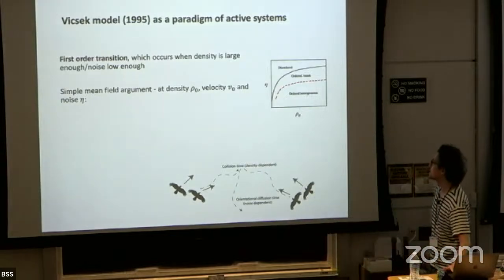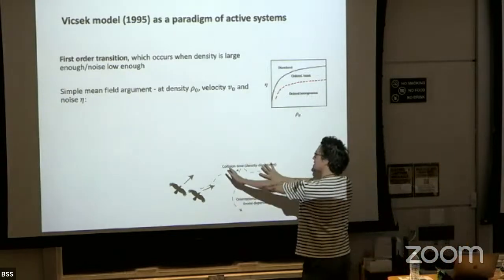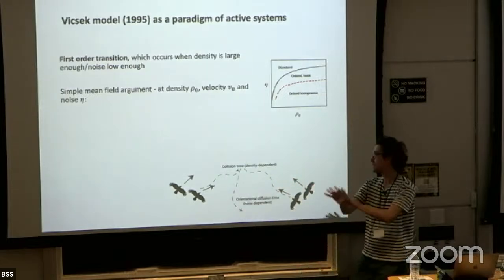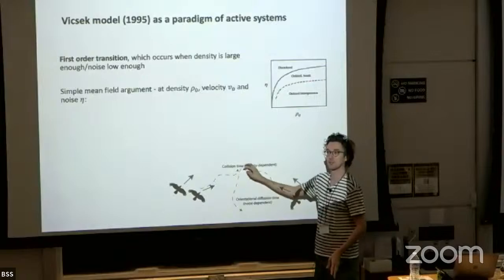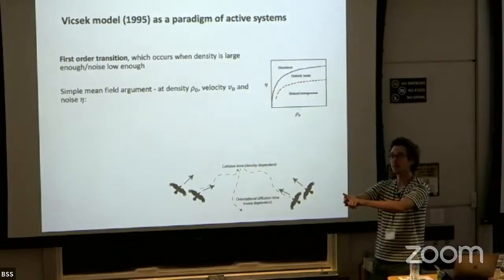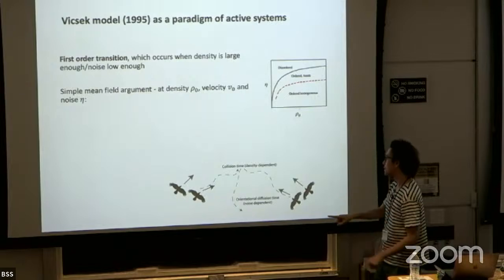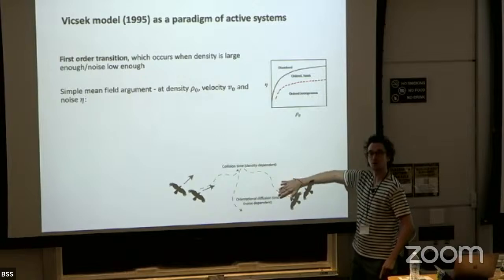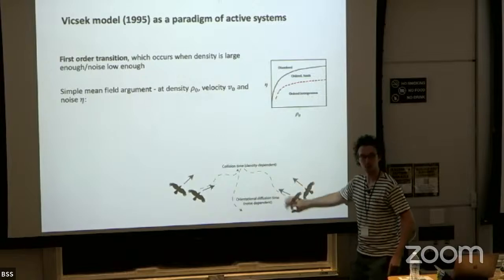And the key idea behind this is that your collision time, what allows you to repolarize in the same direction, is that you essentially have a collision, that you get close to each other. And that's obviously density dependent, right? The more dense you are, the more you're going to collide and have a chance to reorient. But the more noise you have, the more your orientational order is going to be lost, right?